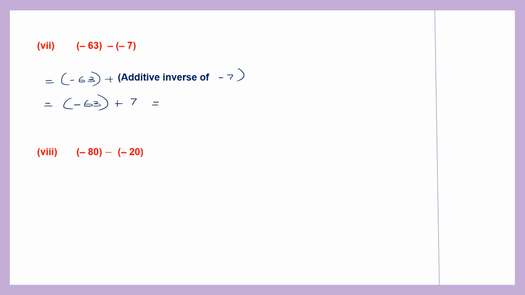So when signs are different, how do we add? We put the sign of the bigger number and we subtract. We have to subtract but put the sign of the bigger integer, 63 minus 7. Now how much is 63 minus 7? Let's borrow there. So this becomes 5, 13. 13 minus 7 is 6, 5, 56. So the sign is negative 56. So what is our final answer? Negative 56 is our final answer.